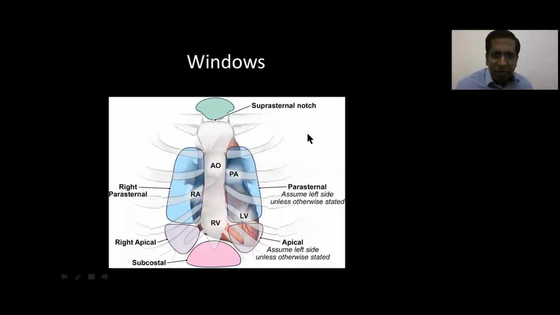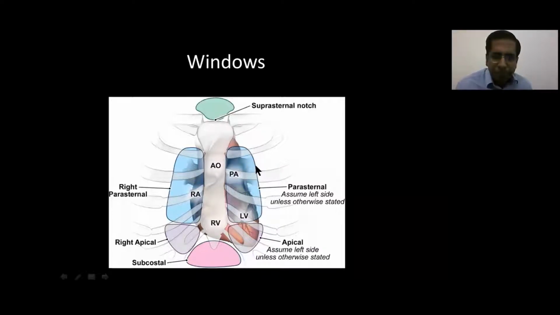Now, this diagram illustrates the different windows through which transthoracic echo is done. Now, what is a window? We have a building or a house, and a building or a house has a window. Through that, you can see what's either inside another room or what is outside the house. So likewise, if you imagine the chest wall to be a house and you want to see what is inside, you need a particular window through which you will be able to see. And that is what we mean by window.